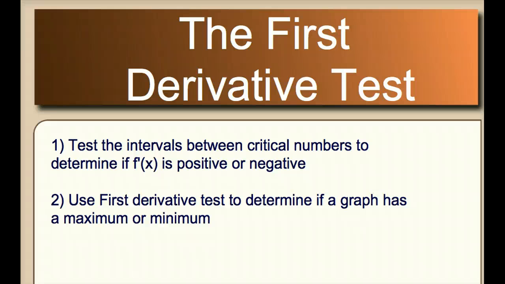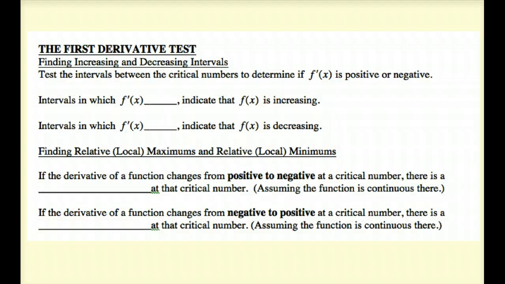Okay, so now that we know how to find critical numbers, how do I use critical numbers to find out if they're a maximum or minimum? That's done using the first derivative test. It helps guide you by saying we have to take a look at the first derivative. So let's see what the different options are.